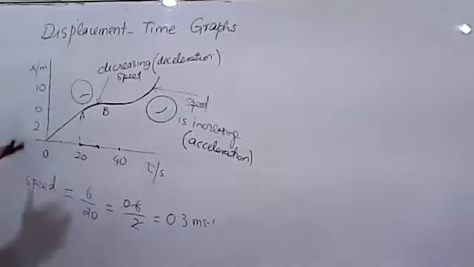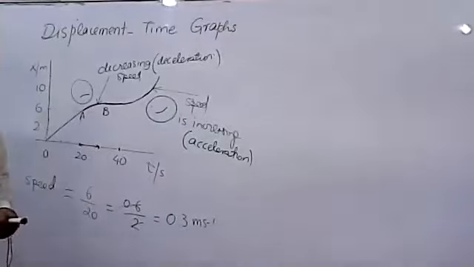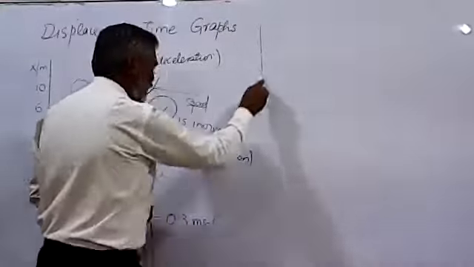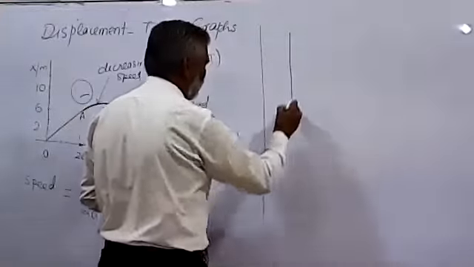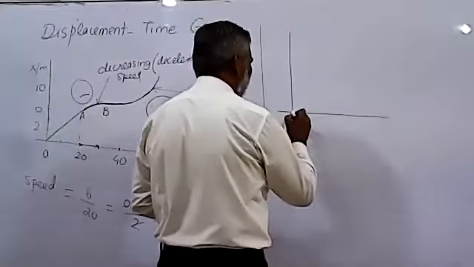But what if the displacement time graph goes down? Let's say at some stage this graph comes like this. Let's draw that type of graph on this side. Suppose a graph is like this. What does this mean? This simply means that an object is initially at a large position from a certain reference point. So initial displacement is not zero.